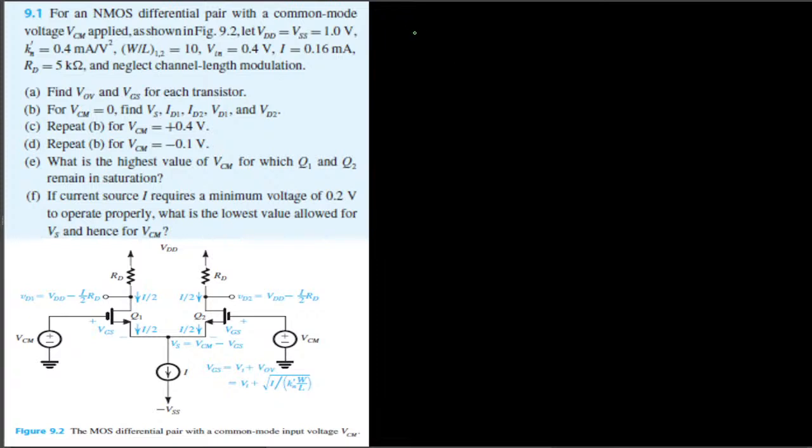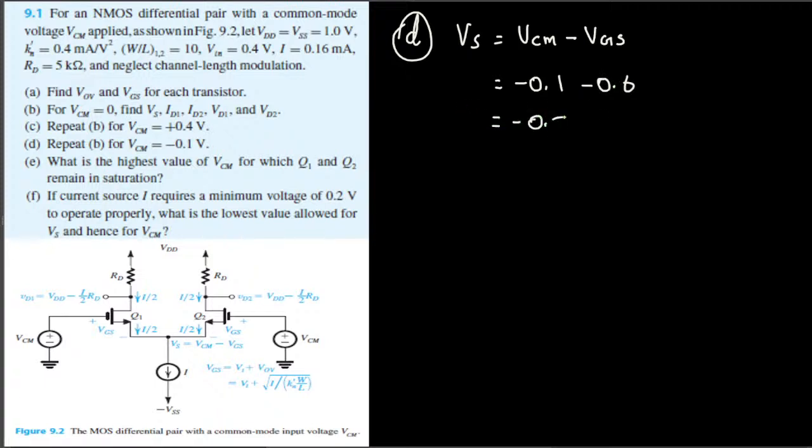We are doing the D part. We are finding VS, that is equal to VCM minus VGS, and the VCM provided in this question is negative 0.1, so substitute that. And the VGS I did in the A part of the question, in my previous video. If you want to know how I did it, you can watch that video. But I found the value to be 0.6. So minus 0.6 gives us negative 0.7 volts. That is VS. And then we have to find ID1 and ID2.